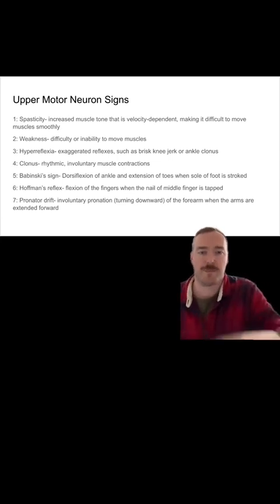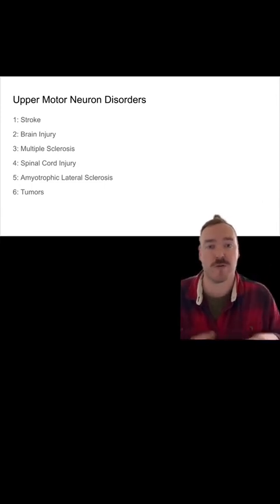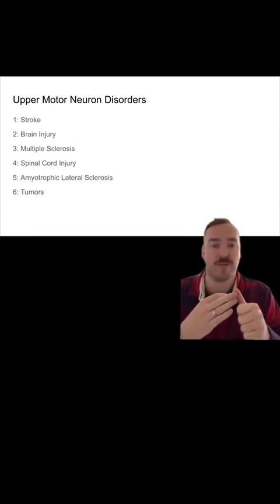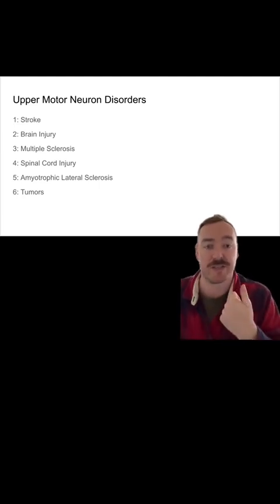So upper motor neuron disorders are going to be disorders or diseases that affect the brain or spinal cord. So stroke, brain injury, multiple sclerosis, spinal cord injury, ALS, and central nervous system tumors.